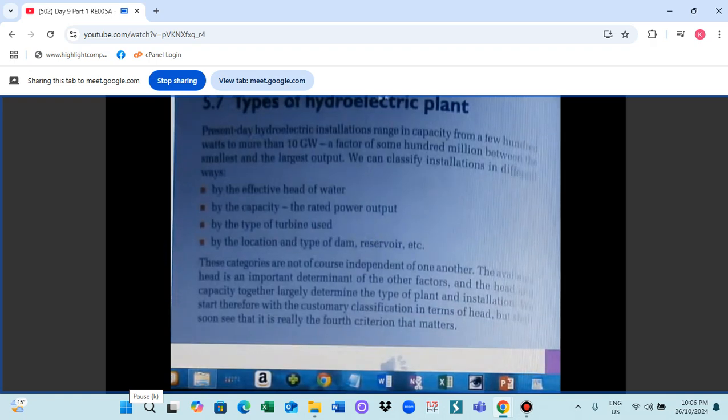The hydroelectric station has two units. So the water head together, these two rounds, the hydroelectric station and the area have two units.